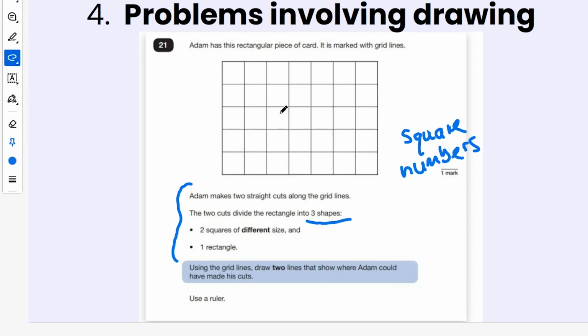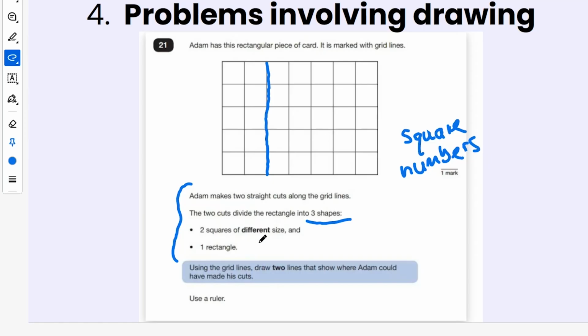So you could have a square which is 3 by 3, which would make 9. You could have a square which is 4 by 4, which would make 16. But here, it's 5 squares down. So it makes sense if 1 square was 5 times 5, 25. And to do so, I'd need to draw 1 line down here. So Adam could make his first cut down there and make a square, 1, 2, 3, 4, 5, 1, 2, 3, 4, 5 in that space.